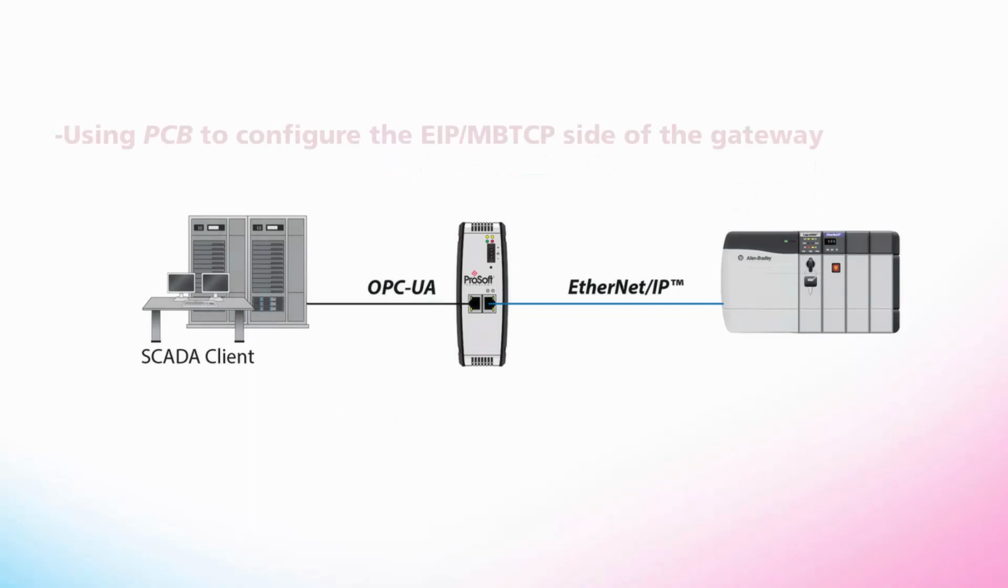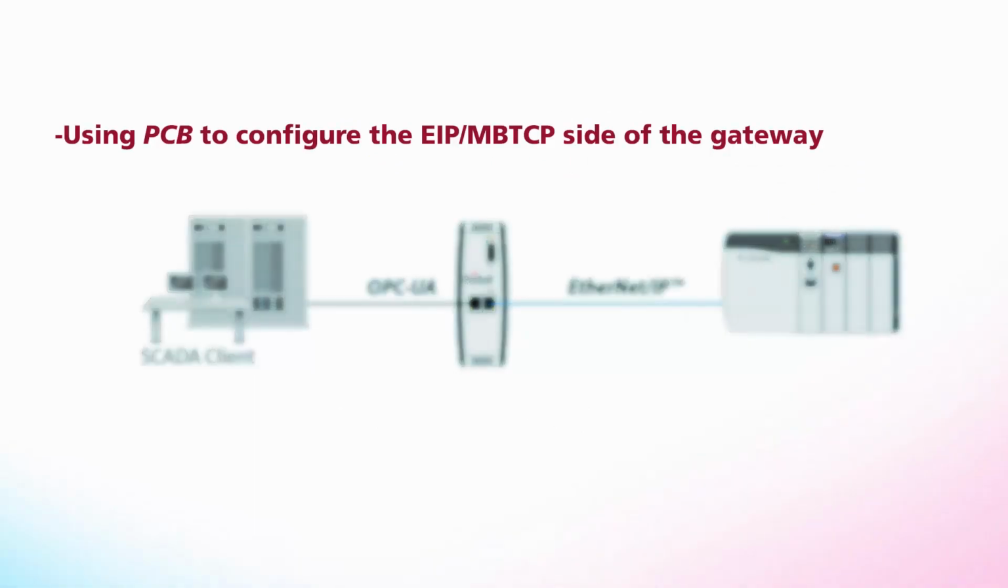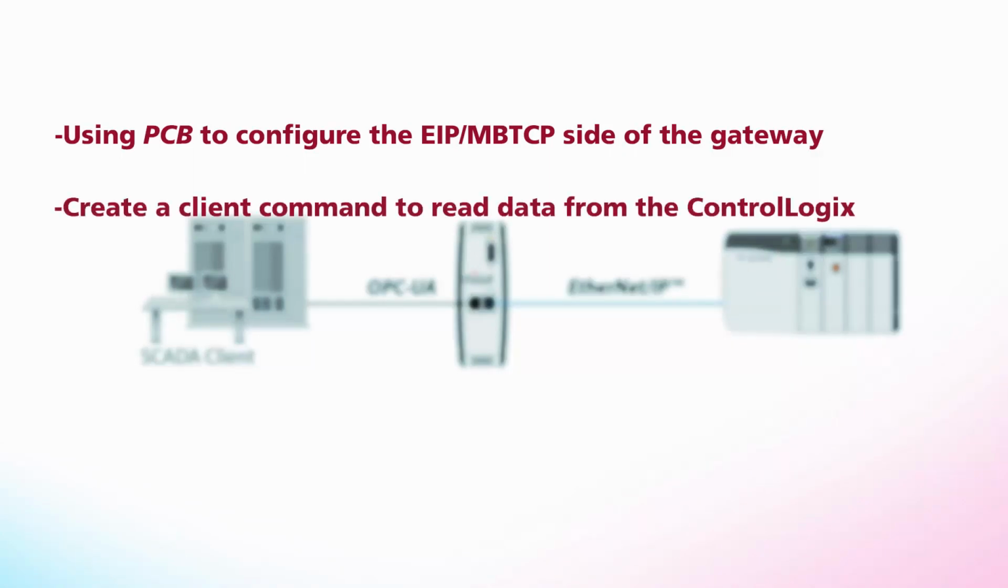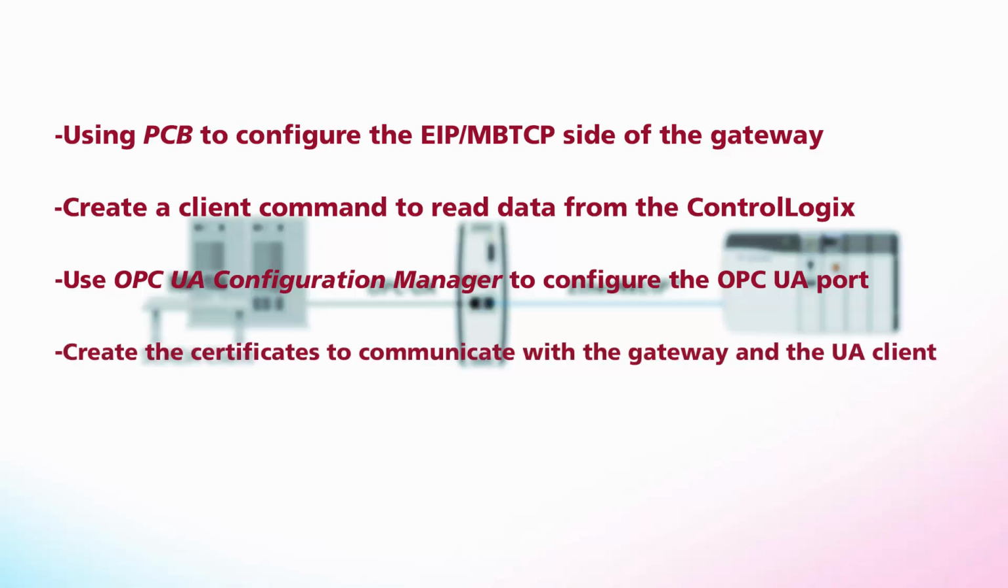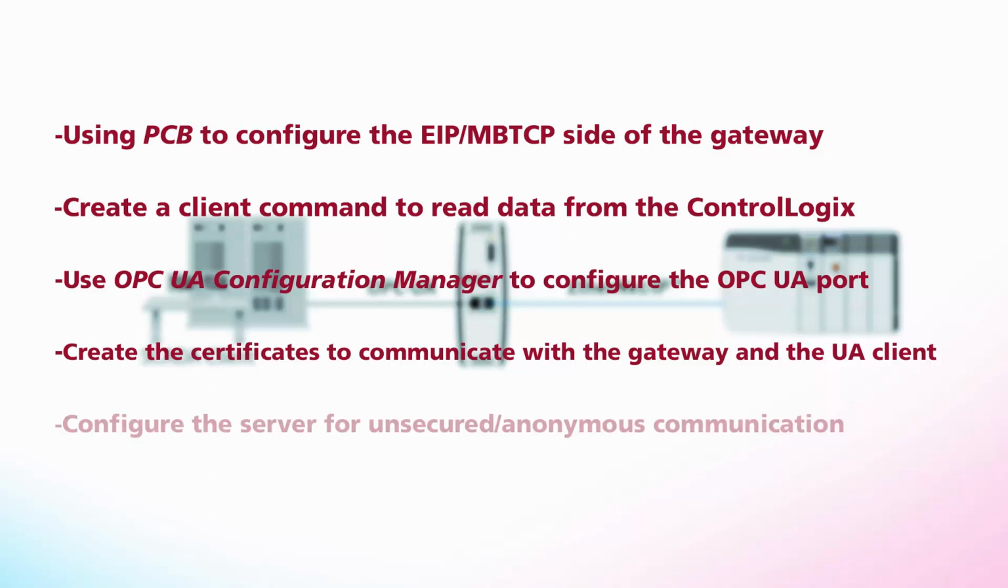In this video, we'll cover using ProSoft Configuration Builder, or PCB, to configure the EIP MB-TCP side of the gateway. Create a client command to read data from the ControlLogix. We'll use OPC UA Configuration Manager to configure the OPC UA port, create the certificates we need to communicate with the gateway and the UA client, and we'll configure the server for unsecured or anonymous communication with our UA client.